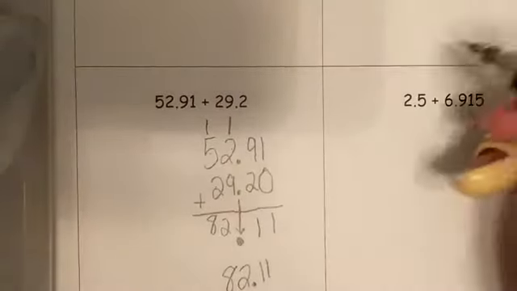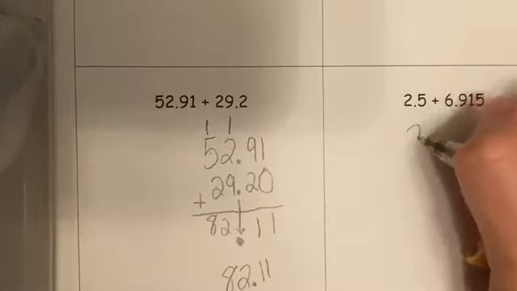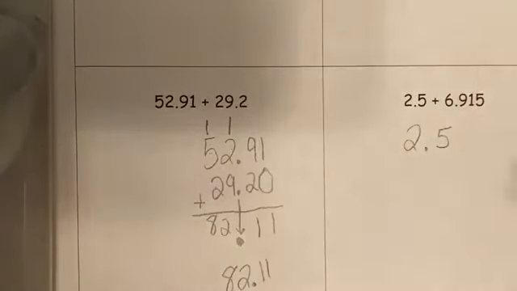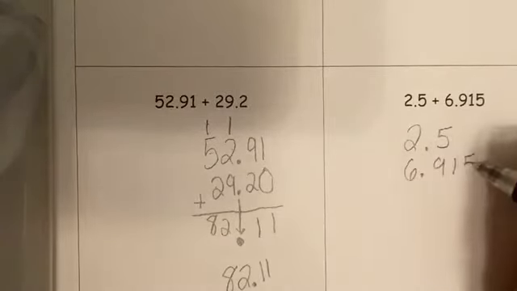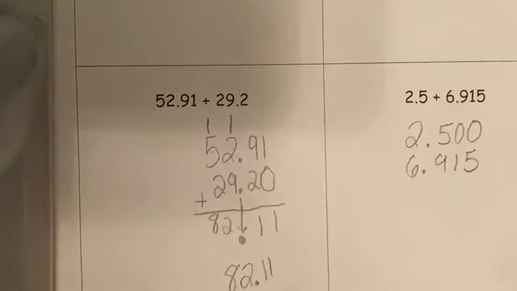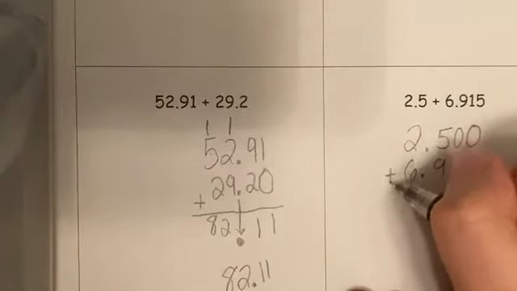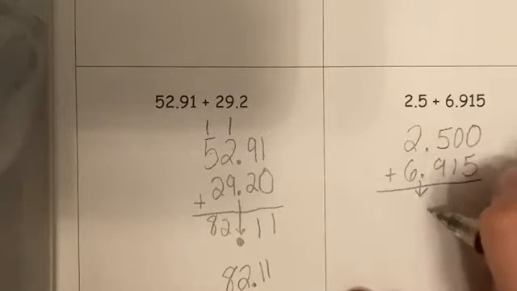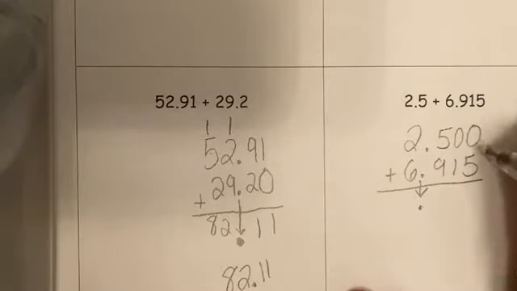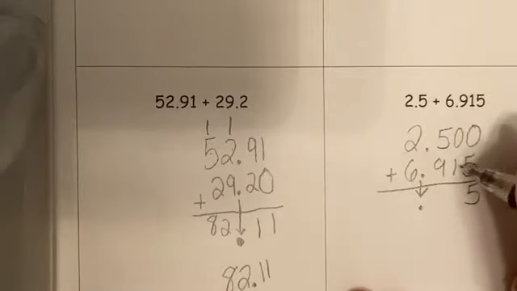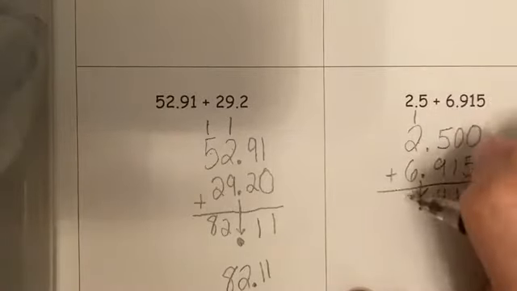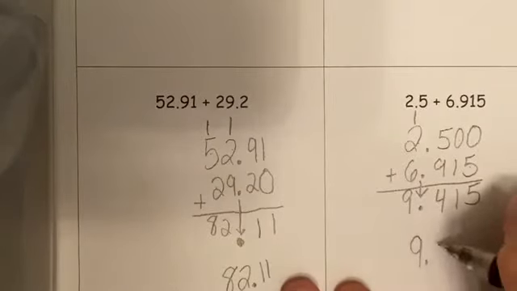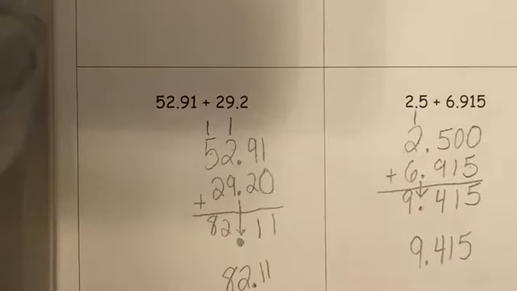Okay, so let's look at the next one. So we have 2 and 5 tenths and 6 and 915 thousandths. Again, we need to add placeholder zeros. And then we will add normally, bring down our decimal. Then add normally. 0 plus 5 is 5. 0 plus 1 is 1. 5 plus 9 is 14. Carry the 1. And 1 plus 2 is 3. 3 plus 6 is 9. So we have 9 and 415 thousandths.